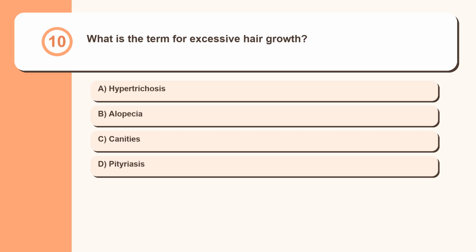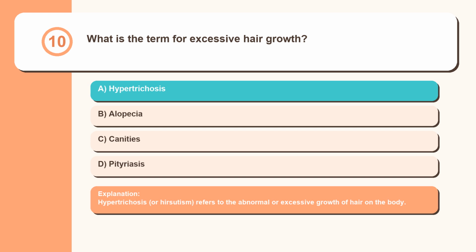Question 10. What is the term for excessive hair growth? Hypertrichosis, alopecia, canities, pityriasis. Hypertrichosis, or hirsutism, refers to the abnormal or excessive growth of hair on the body.